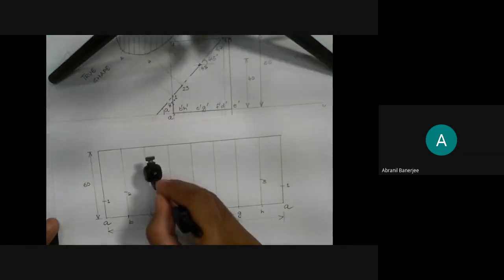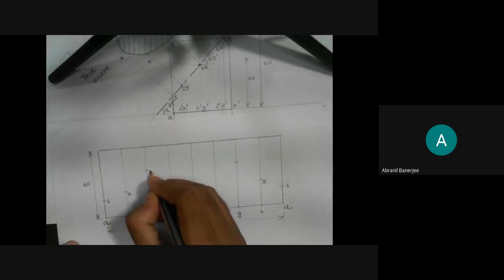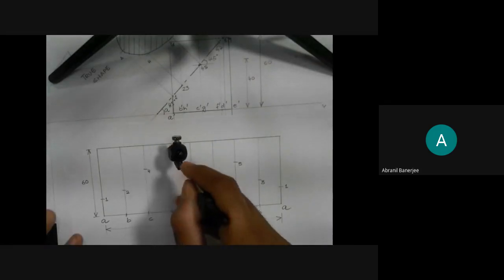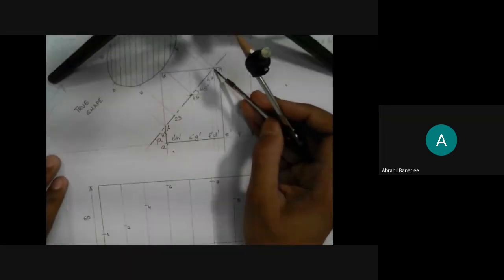Similarly, C4, G5. This is 4 and this is 5. Similarly, F and D is 6 and 7. So D, say for example, is 6 and this is 7. Now you have 8 and 9, which is at the top part of the solid.